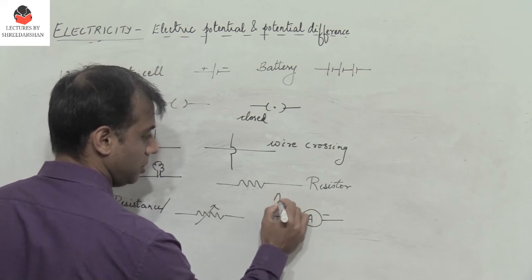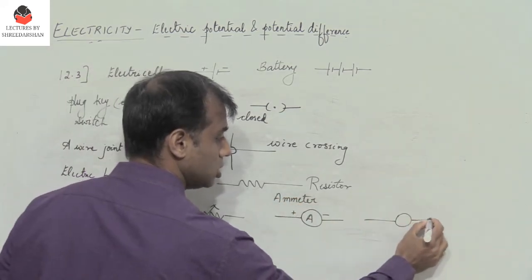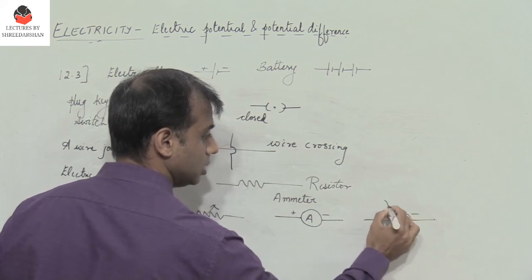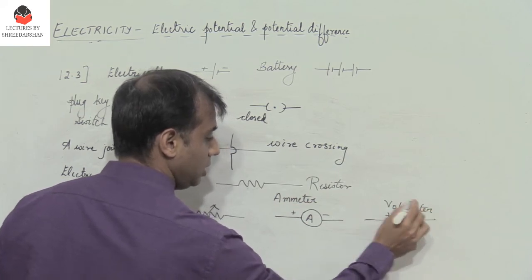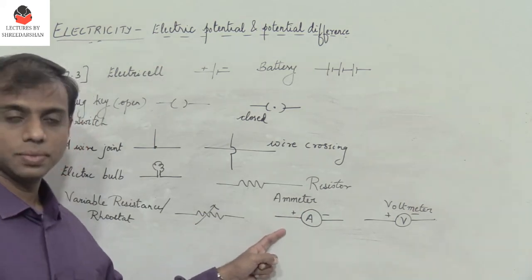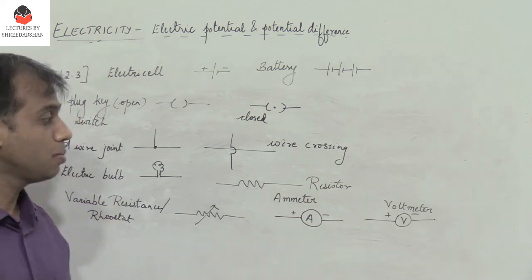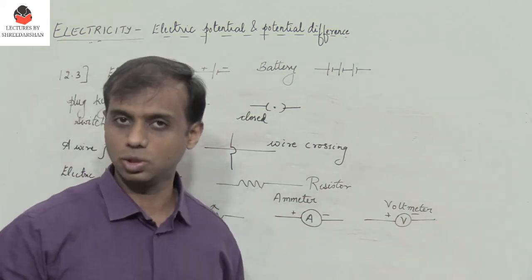So this is an ammeter, and the device which is used to measure the voltage is referred to as a voltmeter. Let me again repeat, the ammeter is connected in series to measure the current, whereas the voltmeter is connected in parallel in an electric circuit to measure the voltage between the two terminals.